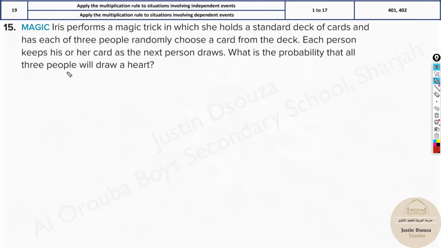What is the probability that all 3 people will draw a heart? So now we need to write what is the probability of a heart being chosen in a standard deck of cards. It is one suit, right? It's 13 cards divided by 52. This is the probability when the first person draws, because there are 52 standard cards and 13 are hearts. But now when the next person draws, one heart is drawn, so there will be 12 by 51. And even the third person is drawing a heart, so it's going to be 11 by 50. Put it in the calculator, you will get the answer.